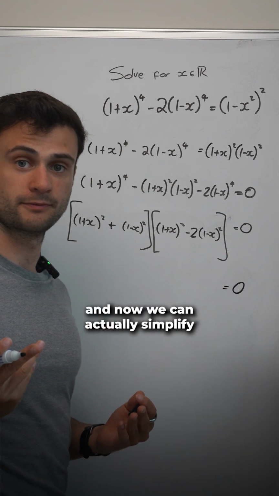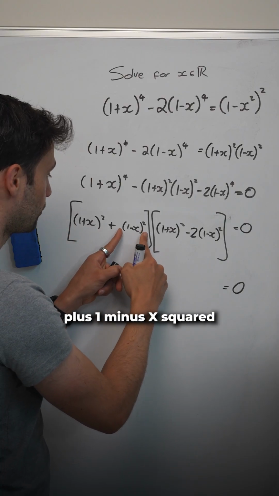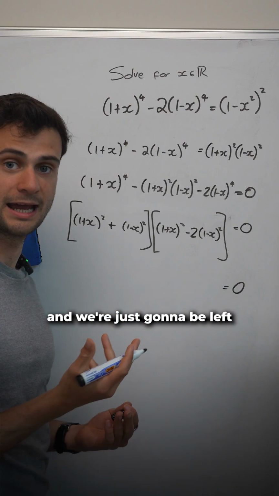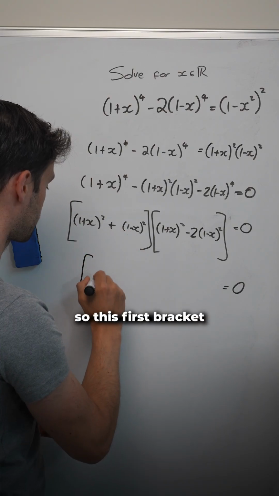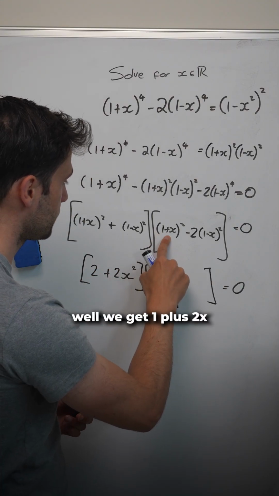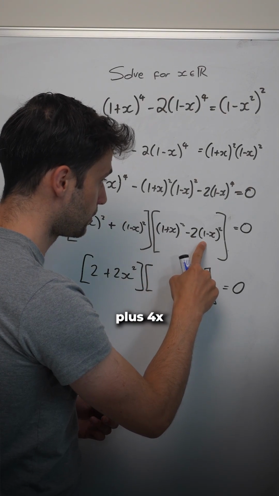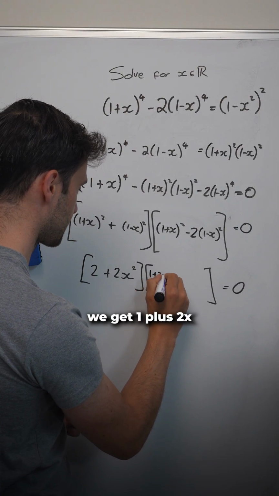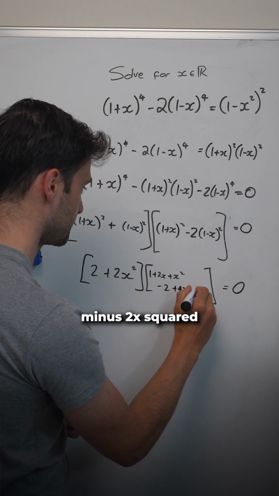And now we can actually simplify the parts inside each of these brackets. So 1 plus x squared plus 1 minus x squared. Well, a lot of terms are going to cancel here, and we're just going to be left with 1 add 1 and x squared add x squared. So this first bracket becomes 2 plus 2x squared. And the second bracket, well, we get 1 plus 2x plus x squared minus 2 plus 4x plus x squared. Let's write that down. We get 1 plus 2x plus x squared minus 2 plus 4x minus 2x squared.